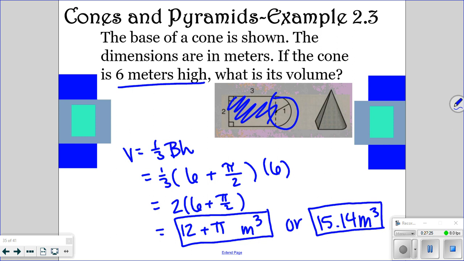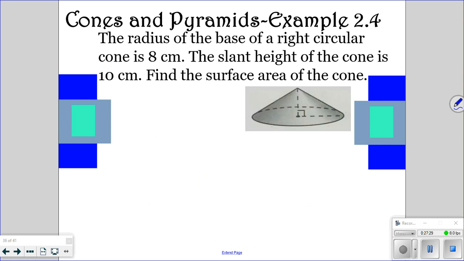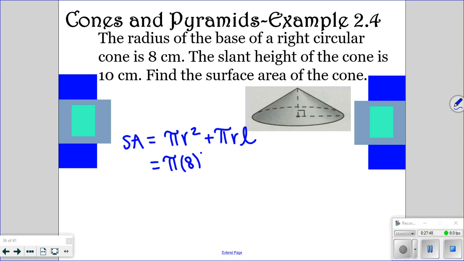Okay, so now we're going to look at another one. We want to find the surface area of this cone. So for surface area, you're going to do pi r squared plus pi r L. And so your radius here, they tell you is 8, and they tell you the slant height is 10.